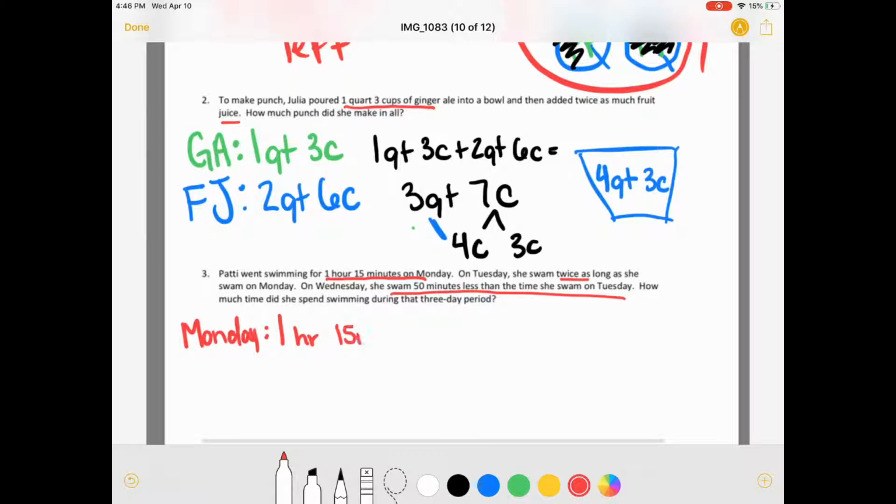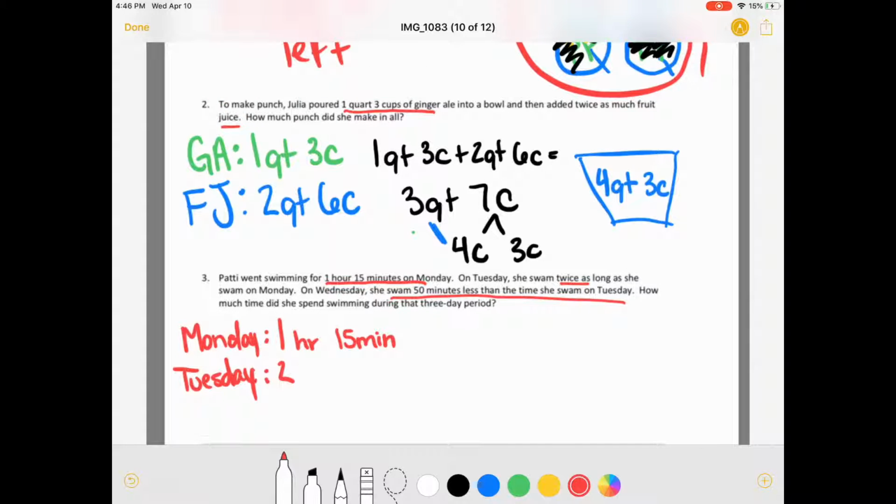On Tuesday, she swam twice as long, so really we just doubled that time. Well, double 1 hour and 15 minutes would be 2 hours, and double 15 minutes would be 30 minutes. So Tuesday would be 2 hours and 30 minutes. But Wednesday is 50 minutes less than Tuesday, so we're going to have to take 2 hours and 30 minutes and subtract 50 minutes from that.